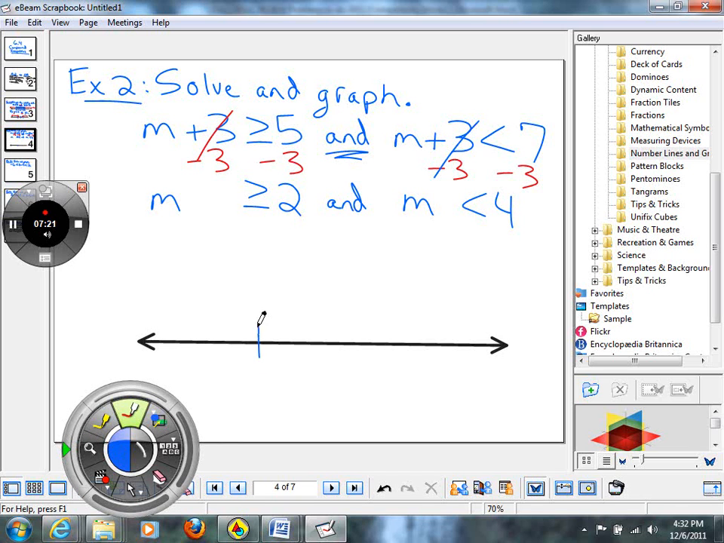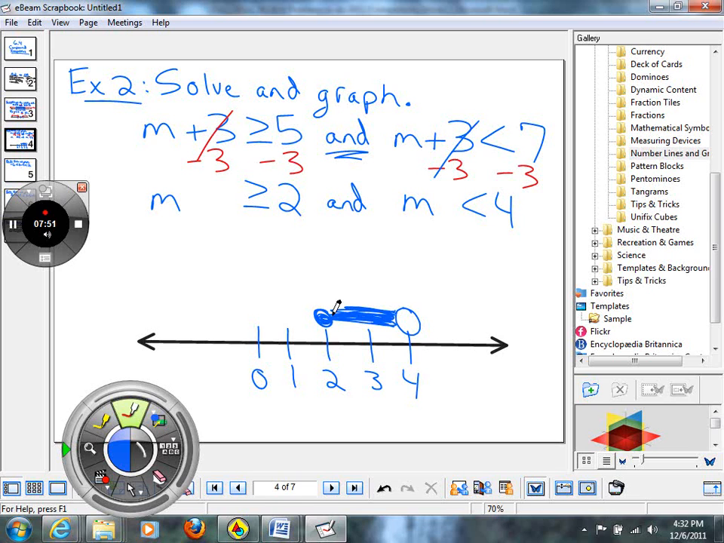So we got 0 here. We got 1, 2, 3, 4. Okay. So m is greater than or equal to 2, so that would be a closed dot, and it would be going this way. And m is less than 4, so open circle would be going this way. And you might be able to visualize where they would start overlapping, because if this one went this way forever, and this one went this way forever, they would overlap right in the middle here.